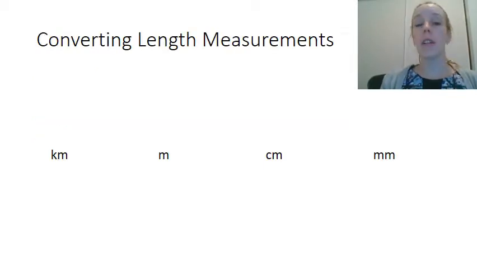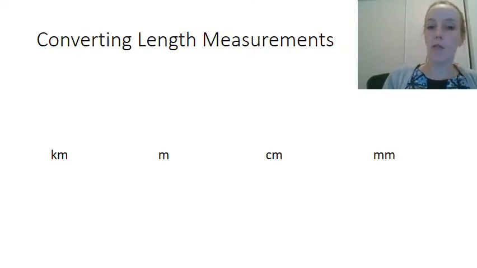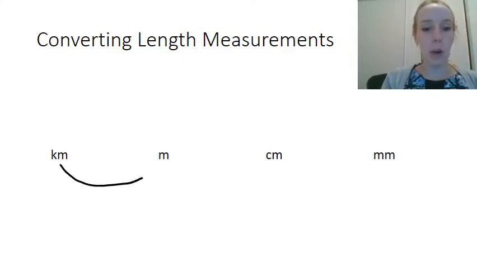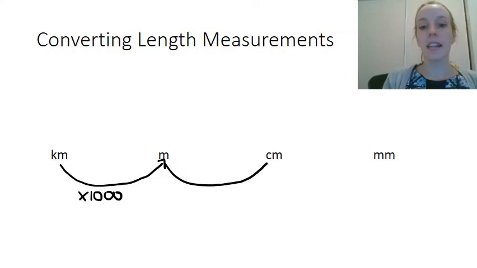So one of our learning goals was converting length measurements, so we'll start off with that. Hopefully this is just a bit of a review for you though. So we'll start with the biggest, which is kilometres. If you're going from kilometres to metres, you're going to times by 1,000 because there's 1,000 metres in a kilometre. And if you're going from metres to centimetres, you're going to times by 100 because there are 100 centimetres in a metre.